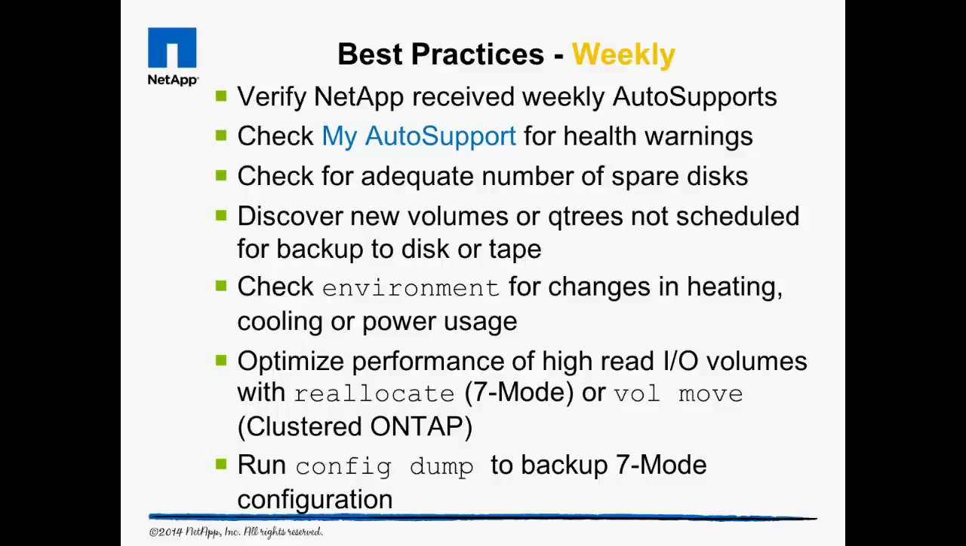Cluster Data ONTAP saves the configuration for every node in a database that is copied to every node in the cluster, so is adequately backed up. For 7-mode systems, use a config dump command to make a copy of the system configuration so it can be easily restored if it gets corrupted or deleted.